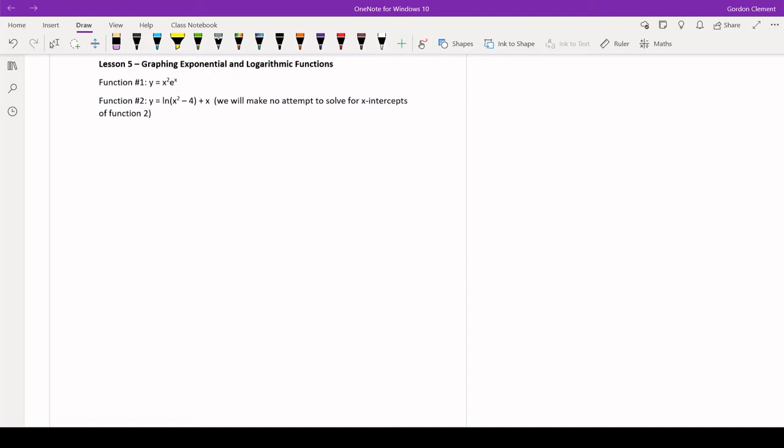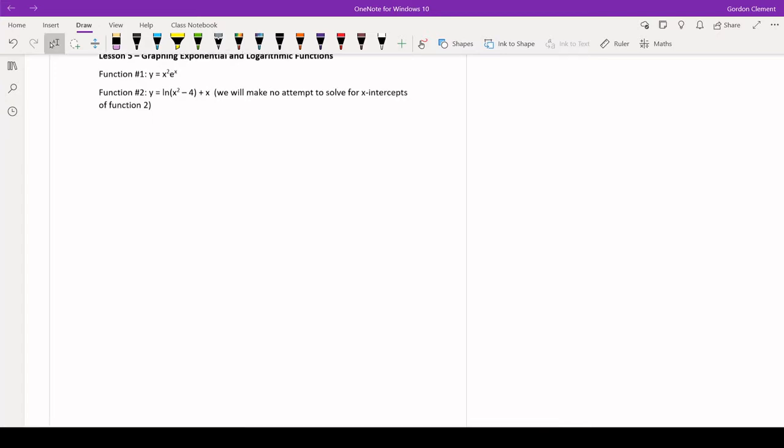Okay, in scale 5, we are looking at graphing a couple functions. One's got an exponential in it, one's got a logarithmic in it. So we're going to go through the first example in this video, and then we'll work through the second one in the next one. So we are starting with f of x equals x squared times e to the x.